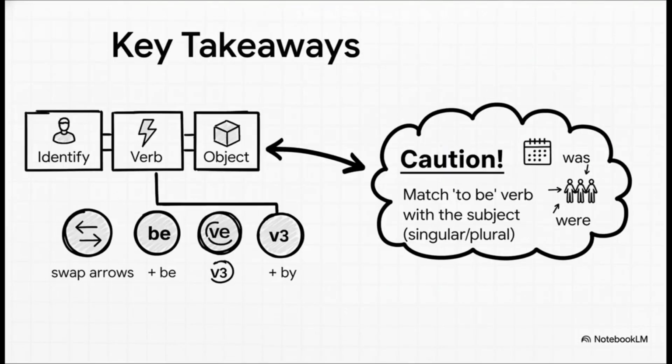So let's do a quick recap of the game plan. First, always identify your subject, verb, and object. That's step 0. Then, just follow those 4 easy steps for the switch. And remember that one really critical checkpoint. Make sure your to be verb matches 2 things: the tense of the original sentence, and whether your new subject is singular or plural. If you can remember that, you've pretty much got this whole thing down.